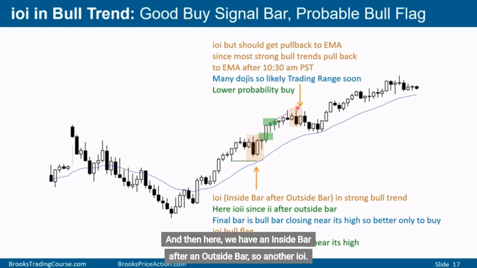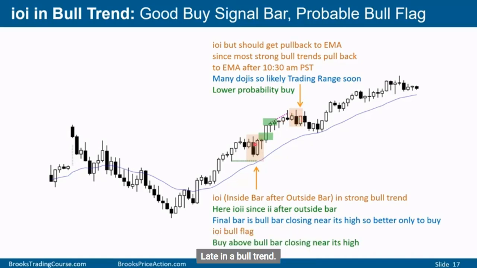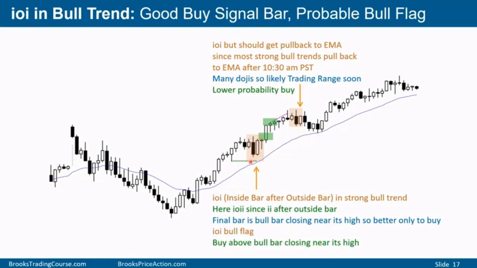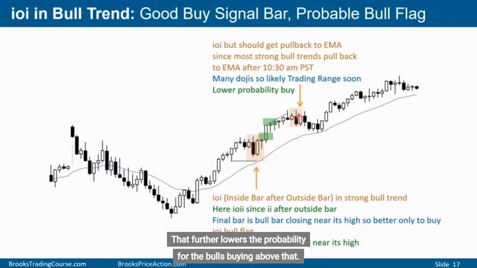And then here, we have an inside bar after an outside bar. So another IOI. Late in a bull trend. You could buy above the high of that bull bar, but I'm concerned that we're starting to get a lot of dojis, and that often leads to a trading range. Also, look at the distance to the moving average here compared to here. Trends tend to get weaker as they mature, and therefore you'd expect it to get closer to the moving average before it resumes up. That further lowers the probability for the bulls buying above that.